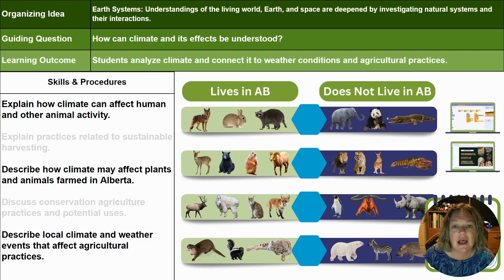Why don't we have lions in Alberta? Why don't elephants live here? Well, because it's too cold. Oh, so our climate determines what can live here. And we're making these connections. We have those computational thinking conversations.